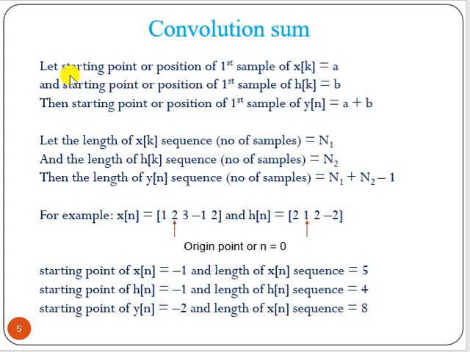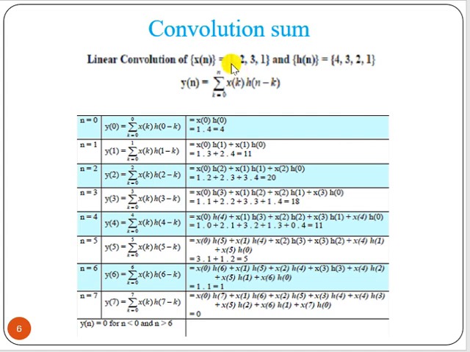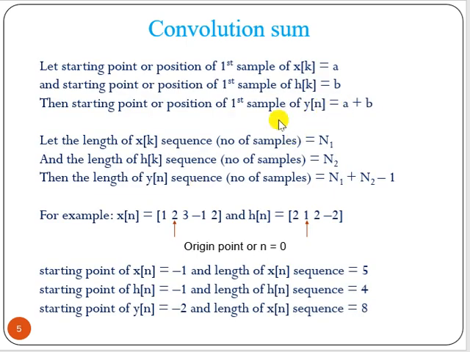The main point is that if the starting position of the first sample of xk is a, and the starting position of the first sample of hk is b, then the starting point of the first sample of yn should be a plus b. In this case both are 0, so the starting point must be n equal to 0. If it is minus 1 and xn is 0, then it should start from minus 1. Like that you have to proceed. So first you have to find out the starting point or first sample position of yn.